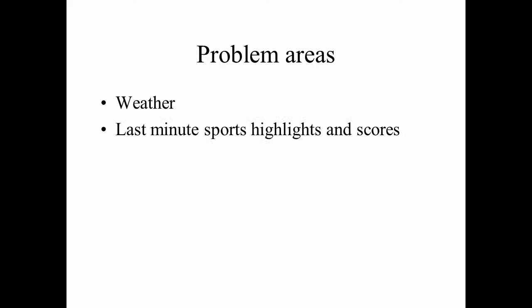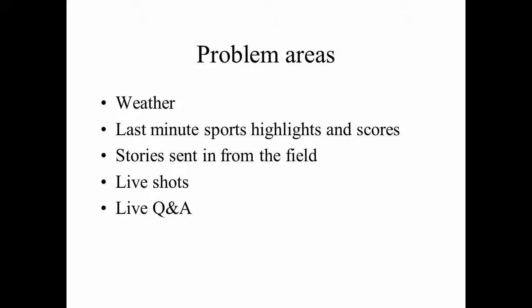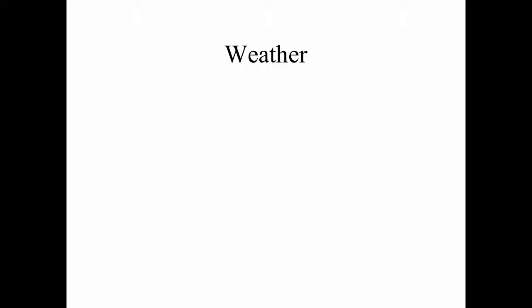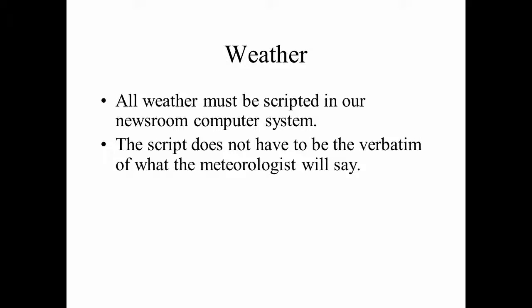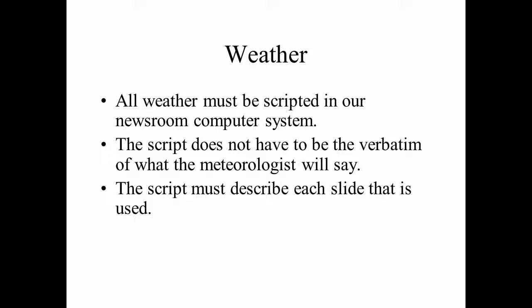The main problem areas to achieving total scripting are weather, last-minute sports highlights and scores, stories sent in from the field, live shots, live questions and answers, breaking news. Weather. All weather from the 3-minute forecast down to the 15-second GMA cut-in must be scripted in our newsroom computer system. The script does not have to be verbatim of what the meteorologist will say, but the script must describe each slide that is used.